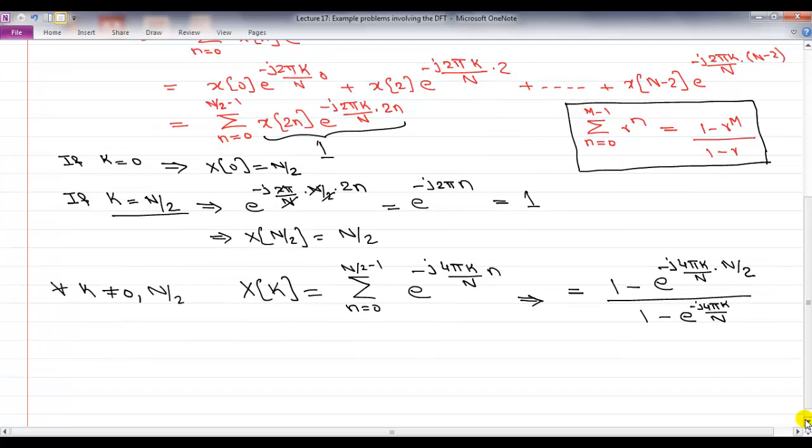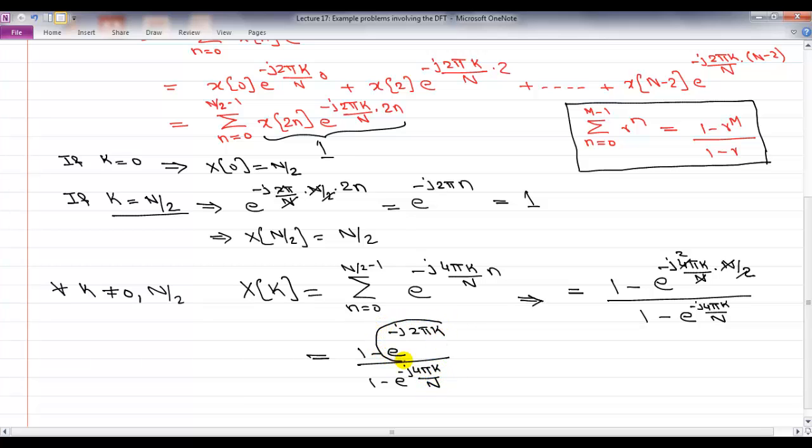Now you can verify that this denominator, because we have excluded k equal to 0 and N by 2, is never equal to 0. But if you focus on the numerator, what you get is 1 minus e to the, so I'm just going to cancel these things, 1 minus e to the minus j 2 pi k over 1 minus e to the minus j 4 pi k over N.